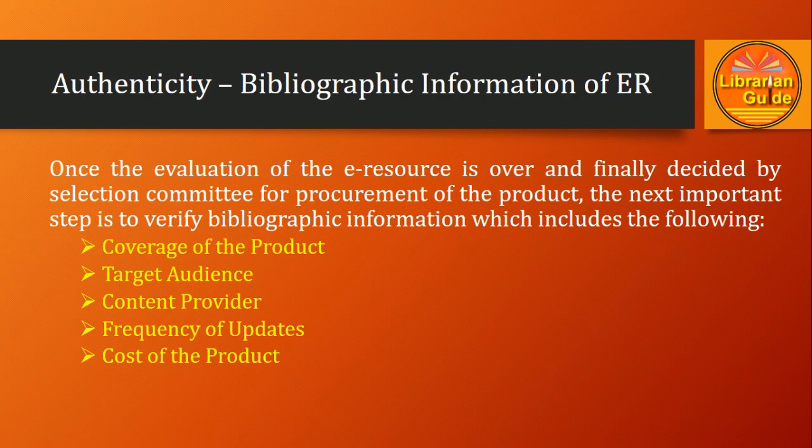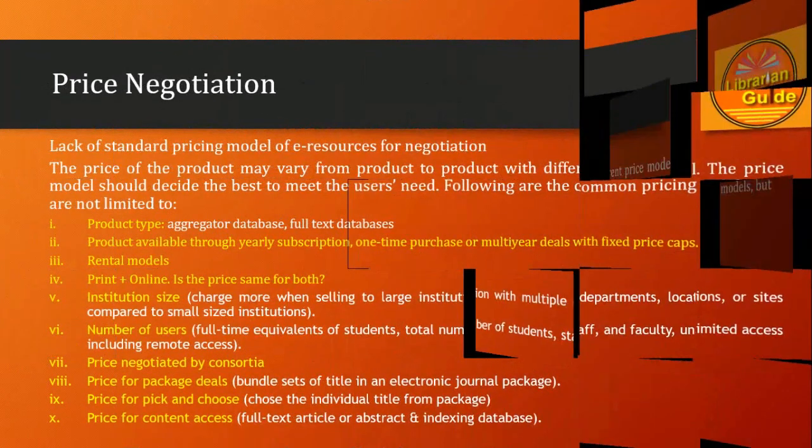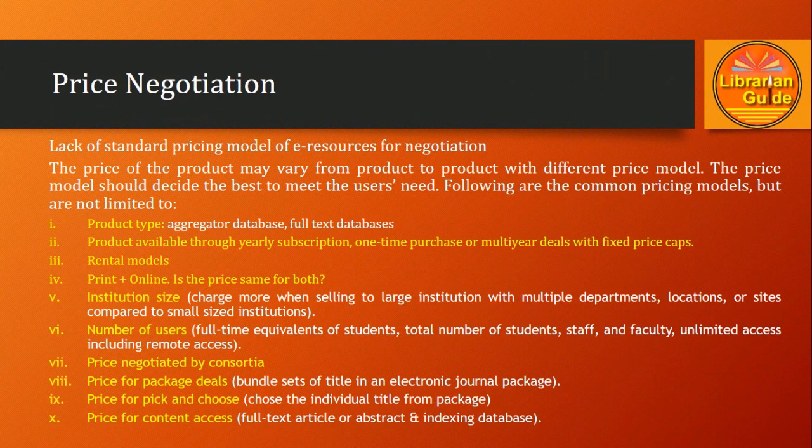The next point that is very important is price negotiation. We have already discussed it in evaluation. So what are the things to be taken care of while negotiating the price? As we have already discussed, there is a lack of a standard pricing model of e-resources for negotiation. The price of a product may also vary from product to product, and with different price models, and the price model should be decided to best meet the users' needs. Some of the pricing models are mentioned here, but not limited to these; they may differ in different products.